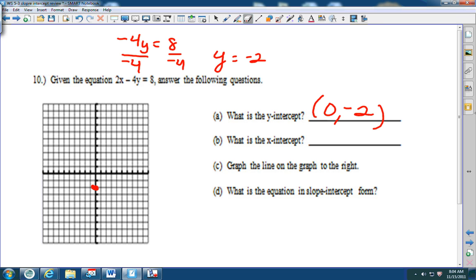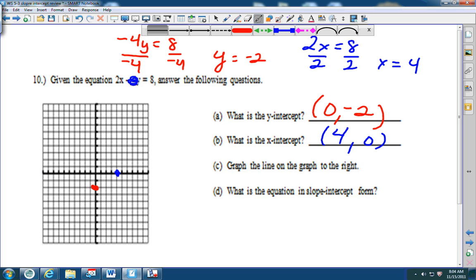The y-intercept, I'm sorry, not the y-intercept, the x-intercept. Let me get my pen here. The x-intercept, y is 0, and what do I have? 2x equals 8. I'm going to divide by 2. X equals 4. So now I have 1, 2, 3, 4, 0. Nice dot right there. Let me see if I can draw it a little better. 1, 2, 3, 4. I can draw my line to connect the dots.